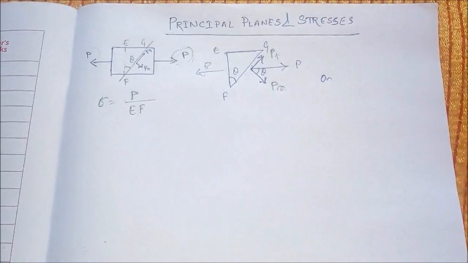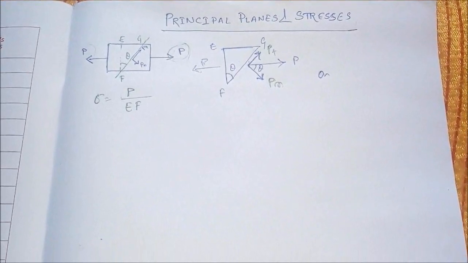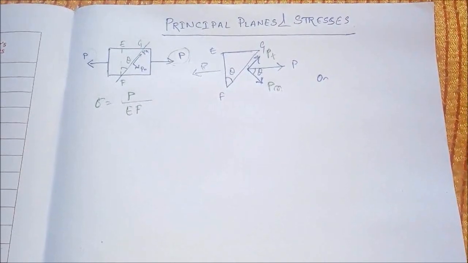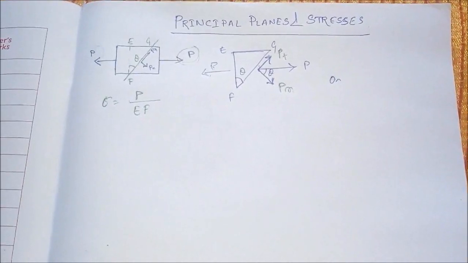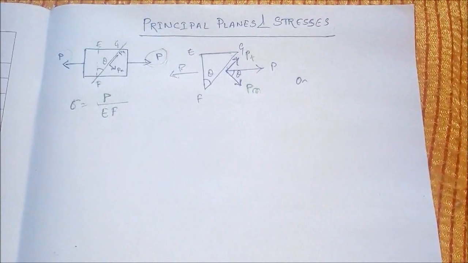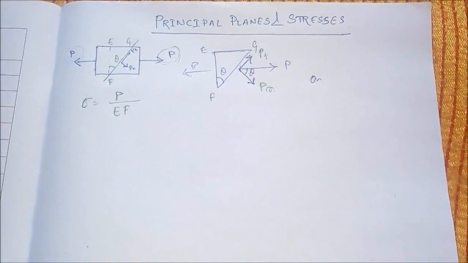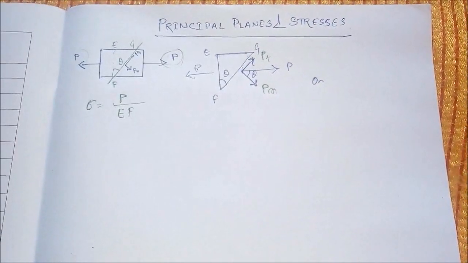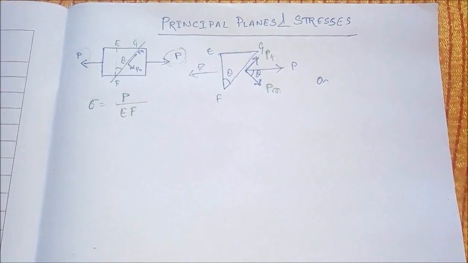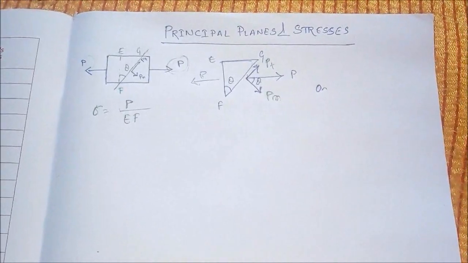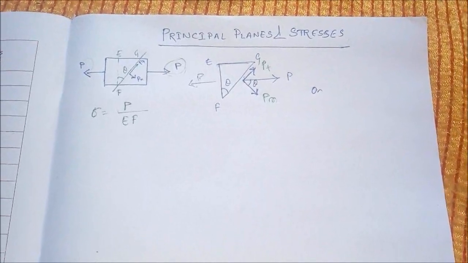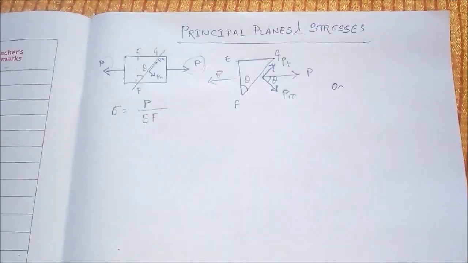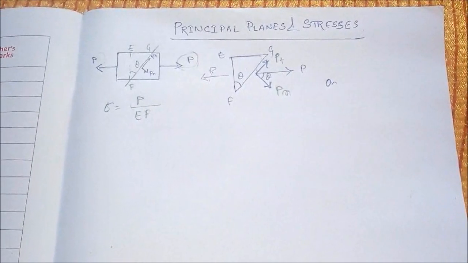Now, to find out the principal planes and stresses, we can apply two types of method. One is the analytical method, and the second one is the graphical method. We will be discussing the analytical method first. So, finding out the principal planes and stresses by the analytical method, we need to first of all understand how to calculate the normal and shear stresses on a particular plane, which is, suppose, an oblique section.